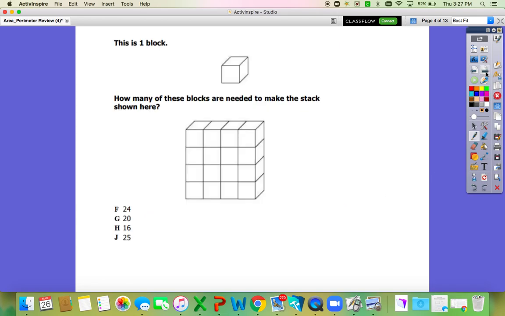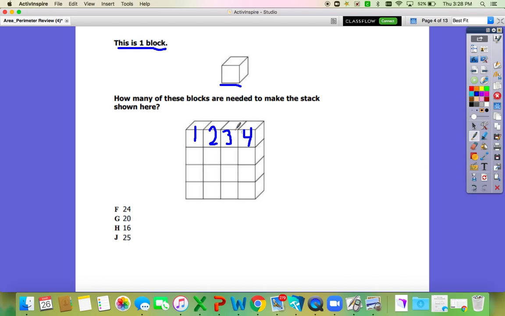Let's look at another example. Ooh, a lot of times they will tell you what the block equals. This is one block. And here's your question. How many of these blocks are needed to make the stack shown here? Now this is a really good one. This is a 3D shape that it looks like they put a picture of. And I would most definitely use my pencil to write in my numbers on our shape. So there are 4 cubes that they've stacked here.